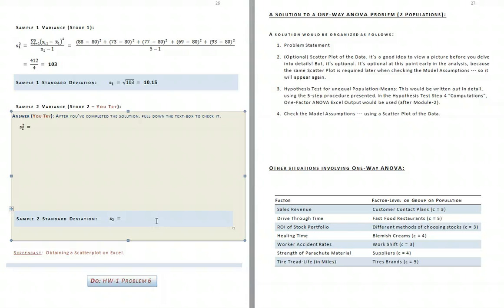The last screencast will be about actually using Excel to obtain a scatter plot. After you complete the final screencast, would be a good time to do homework 1, problem number 6.